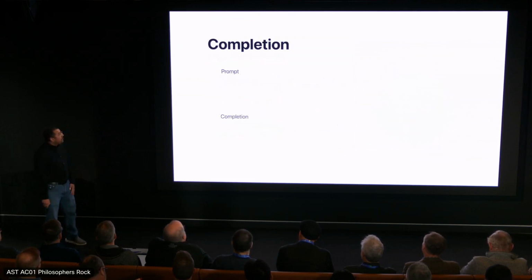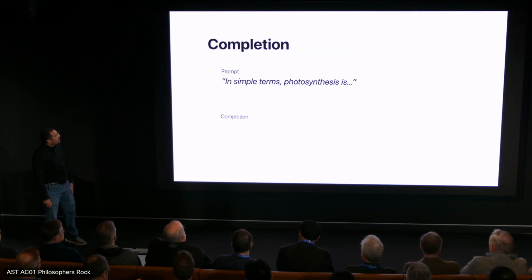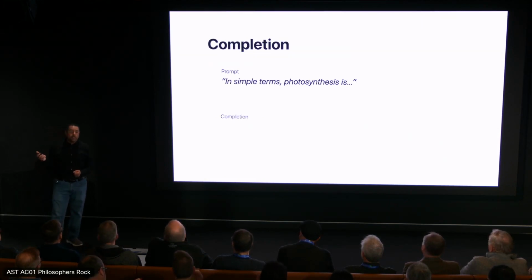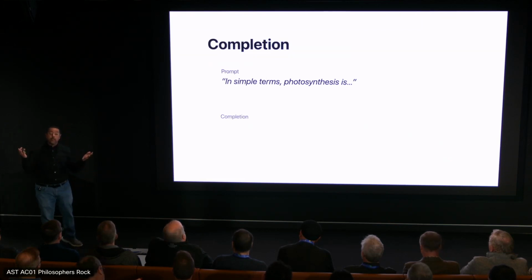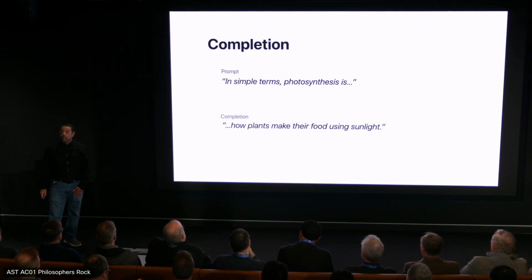So as an example, if you were to provide a sentence like this, in simple terms, photosynthesis is, it's going to try to calculate what's the probability that the next word is how, or that, or the, right? And then choose the highest one, and put that one there. And then it's going to try to calculate the probability of the next word, and then the next, and the next, and the next. And then it might come up with an answer that may be something like this.